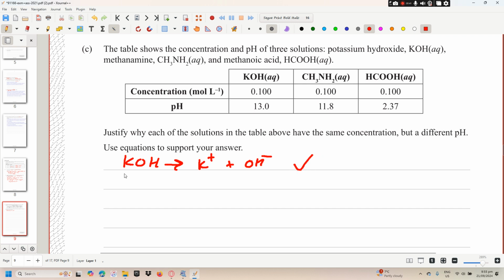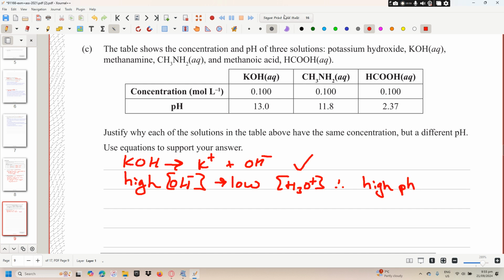Excellent. This creates a high OH minus concentration, so a low hydronium concentration, and therefore a high pH. Now, using what I just taught up there, you could also say the high OH minus concentration means a very low pOH, like the pOH would be 1, yeah? And because the pOH is 1, the pH is 13, it's high.